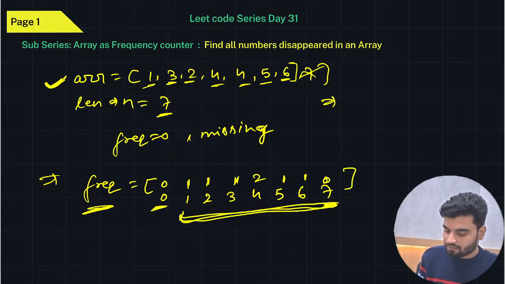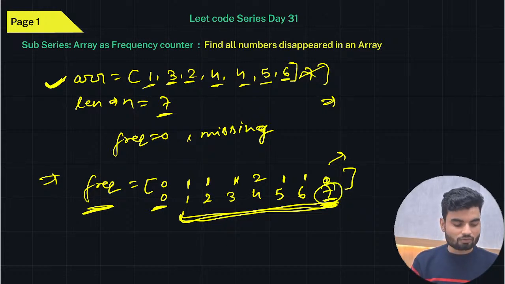So you will check in this range, is there any index where the value is 0? Yes, this 7 is here, which has the value 0. So 7 was missing between. So this is a simple logic. I hope the logic is clear to all.